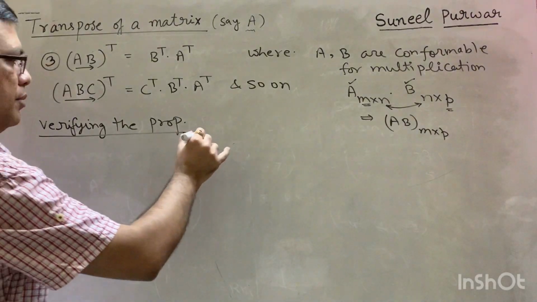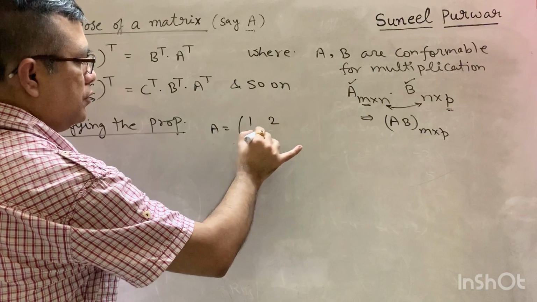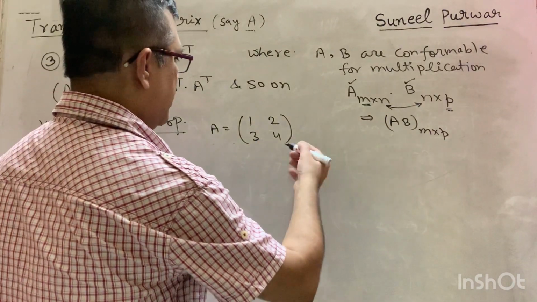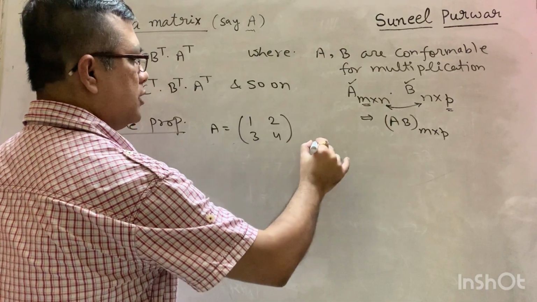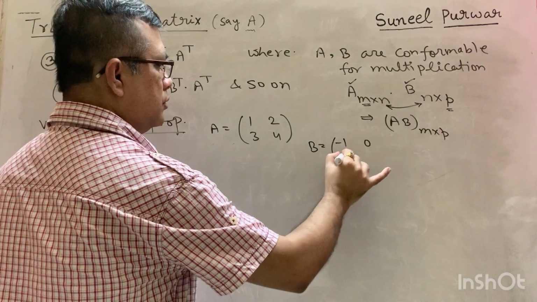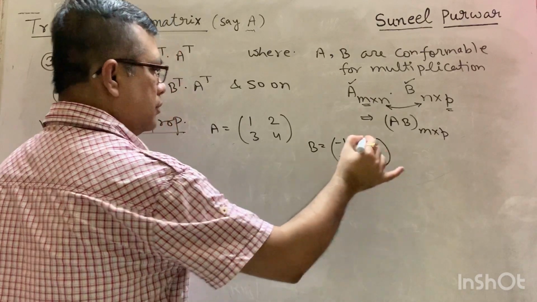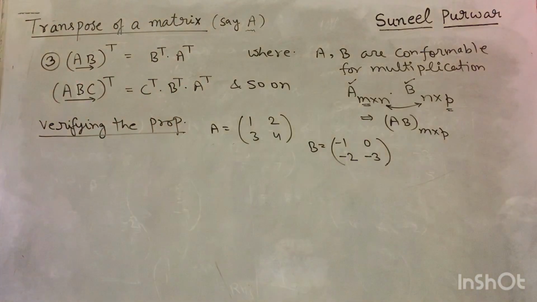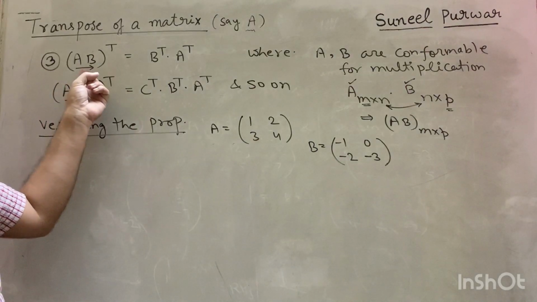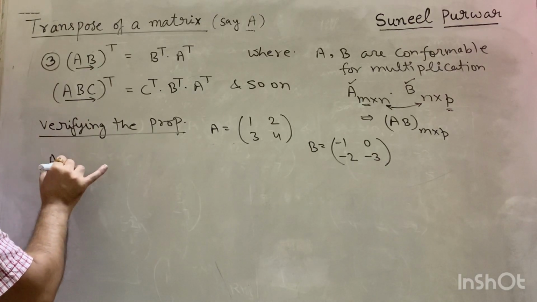Now let me take matrix A as 1, 2, 3, 4, and matrix B, also a 2 by 2 matrix, I am taking as -1, 0, -2 and -3. Let's verify the property. So first of all I am finding LHS. For that we need what? Product AB. So product AB, A into B.